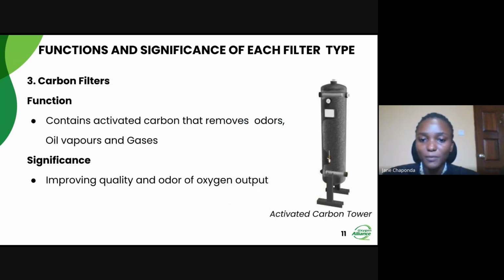Now let's look at the carbon filters. An example is the activated carbon tower that is found in oxygen plants. The activated carbon filters contain activated carbon as the primary filtering medium. The carbon filters remove odors, oil vapors and other gaseous contaminants that are present in the air passing through them. The significance of the carbon filters is that they are highly effective when it comes to filtering out metallic elements due to their large surface area and also their adsorption capacity. By effectively removing impurities and odors, these carbon filters contribute to enhancing the quality of the product oxygen.